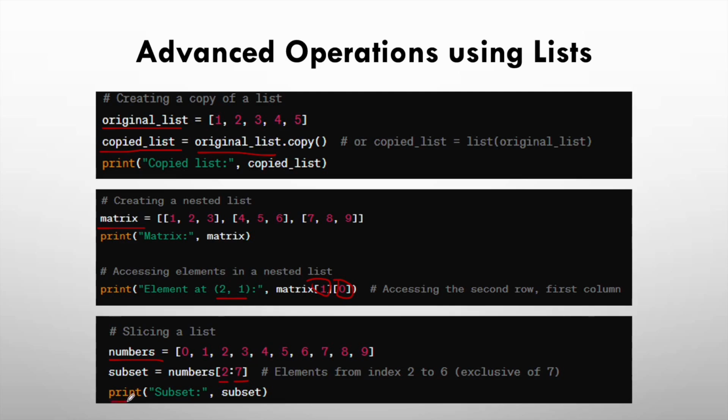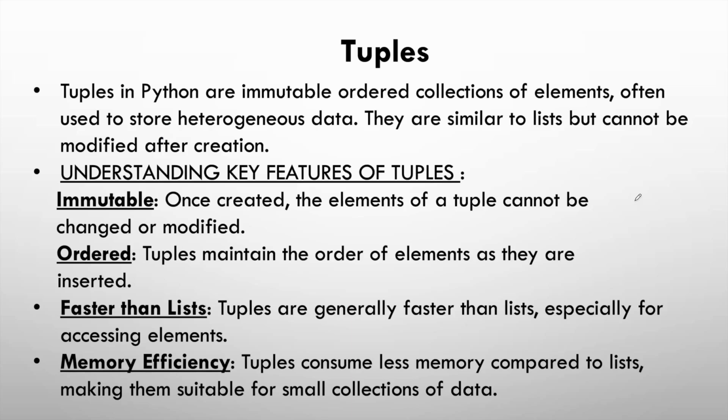So when you print subset, you get the second element till the 3, 4, 5, 6th element. Now let's look at tuples. Tuples are immutable ordered collections of elements used to store heterogeneous data. Immutable means that once the tuple is created, the elements cannot be changed or modified again. So this means the list that you create first is final. You cannot add or remove anything from it.